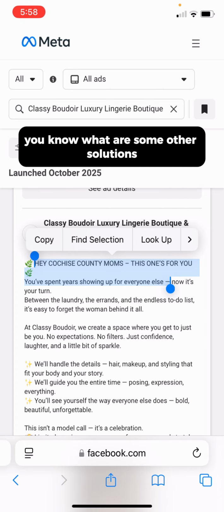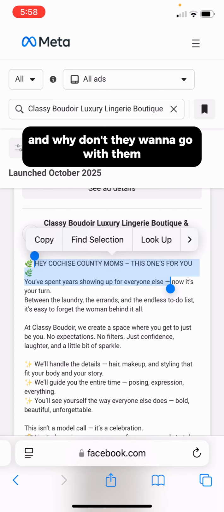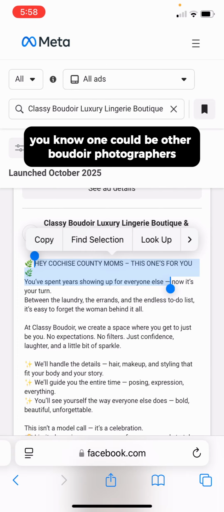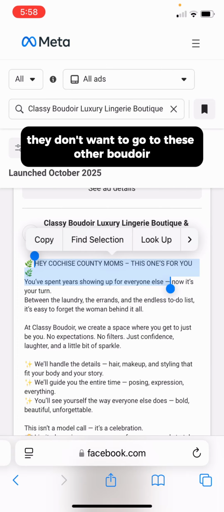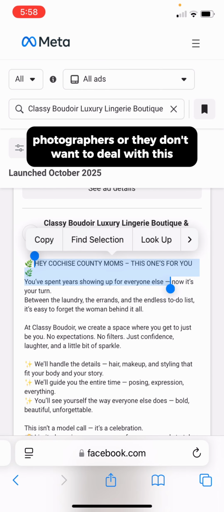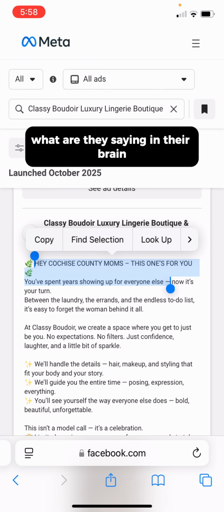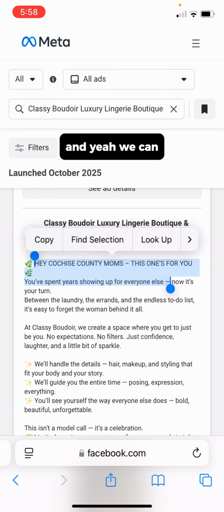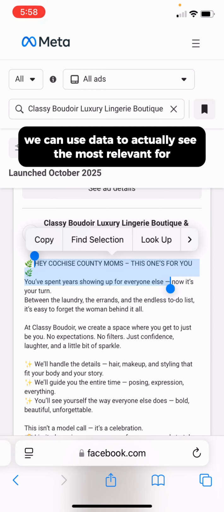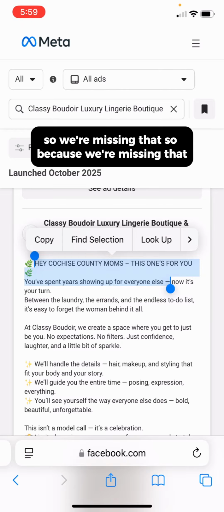What are some other solutions that they don't want to go with, and why don't they want to go with them? One could be other boudoir photographers. Why are they saying they don't want to go with these other boudoir photographers, or they don't want to deal with this? What are they saying in their brain? And yeah, we can use data to actually see the most relevant for the most amount of women in your city. So we're missing that.